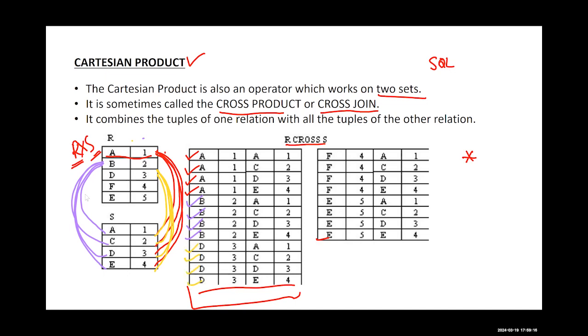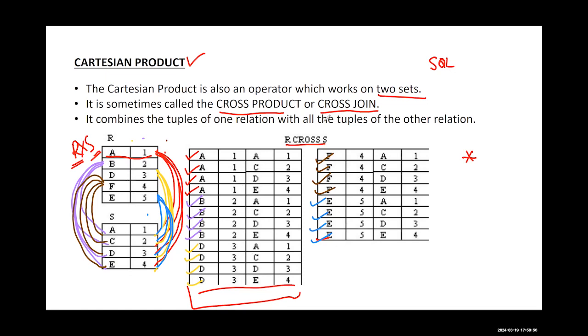And the second last one, F4 A1, F4 C2, F4 D3, F4 E4. Now the last one, I have E5 A1, E5 C2, E5 D3, E5 E4. So all the E5 multiplied with the other ones. So this is going to be my resultant.